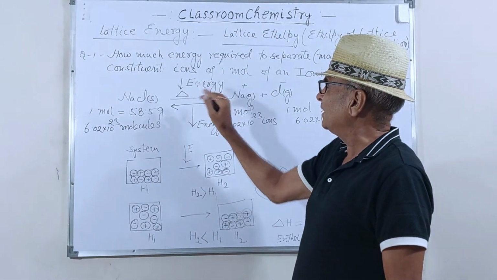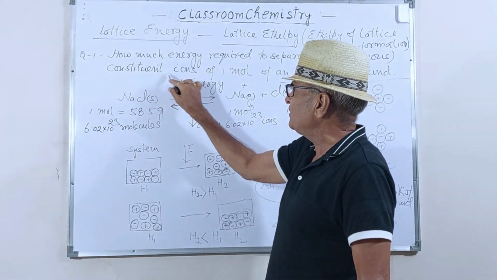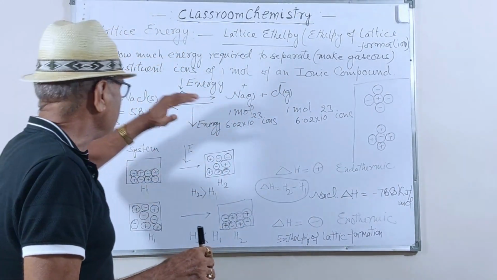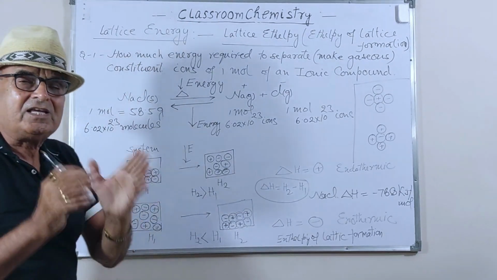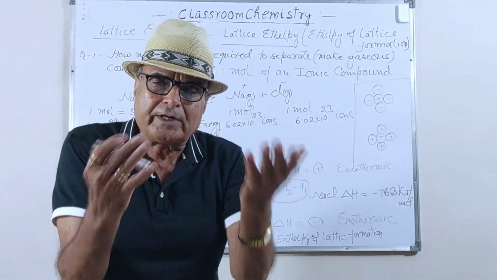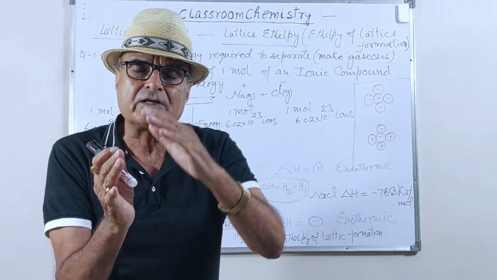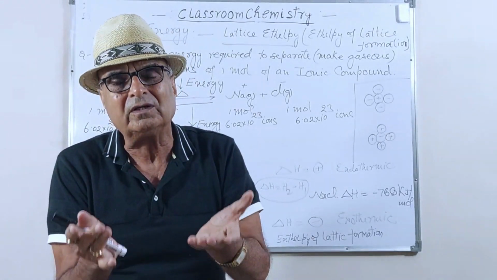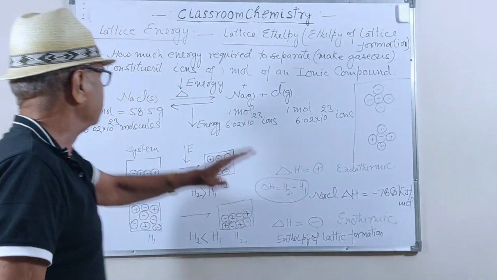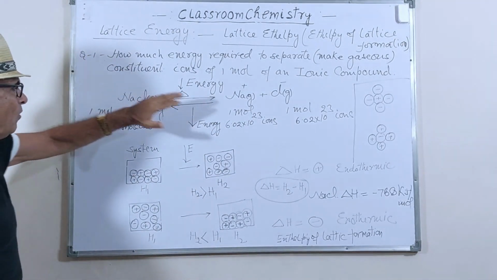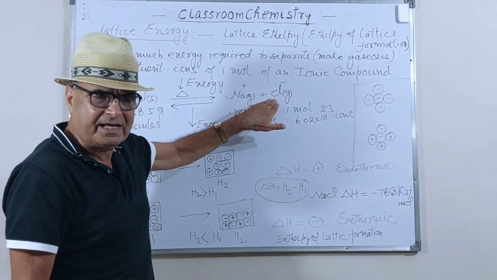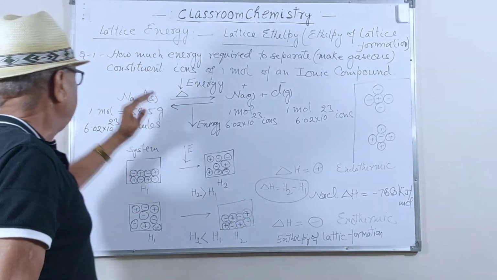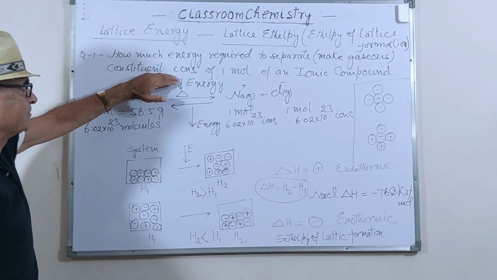Now the third chemical term is the constituent ions. What do we mean by constituent ions? NaCl is made up of two types of ions, the sodium ions and the Cl ions. These two types are called the constituent ions. So NaCl consists of Na positive and Cl negative, and these are called the constituent ions.